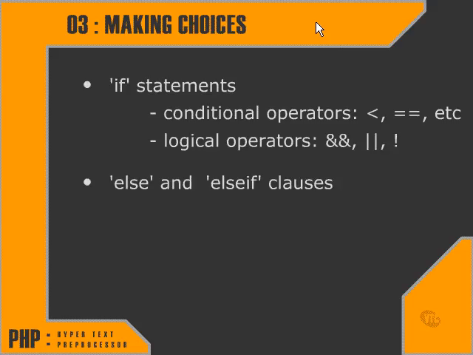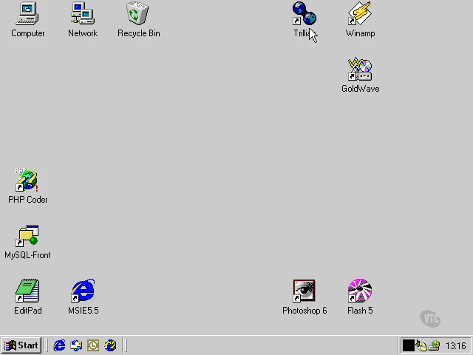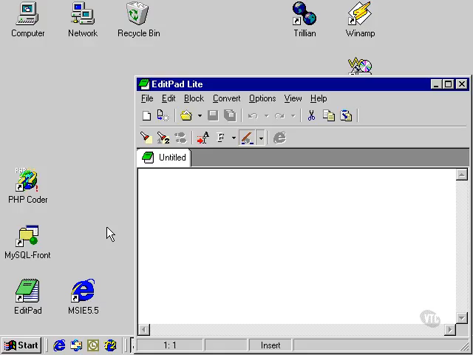We're going to look at else and elseif clauses. These allow for other clauses if the principal if statement is not true. We're going to look at switch statements, which is another way of making choices in PHP, and the other keywords that go along with switch statements. And finally, we're going to look at the ternary operator, which is a very concise way of expressing a conditional and making a choice within a PHP script. So let's get right in and write our first conditional PHP script.